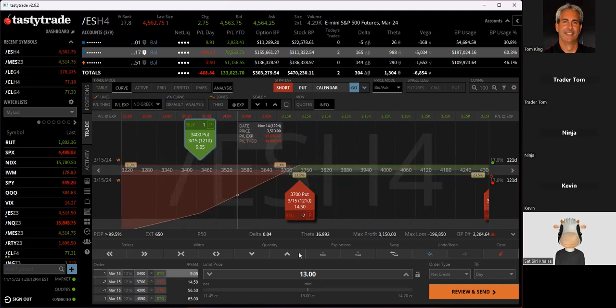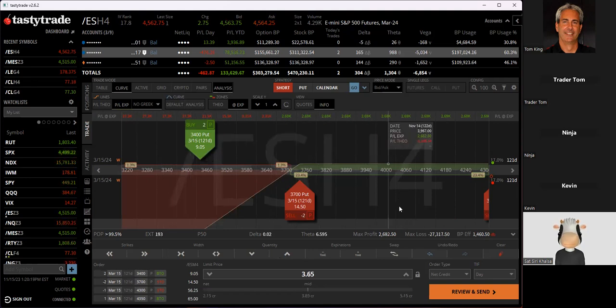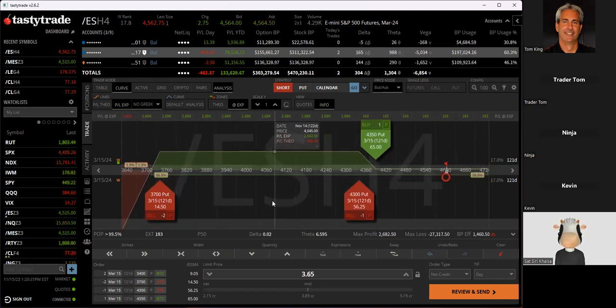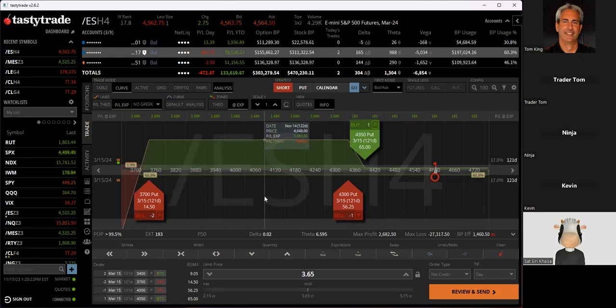So what I have to do is I'm at least going to have to put on two puts. So I'm going to change this quantity to two. So now I actually have a 1122 trade on in ES. Now, here's my buying power. My buying power is now 1460. However, it's well within my buying power range now.